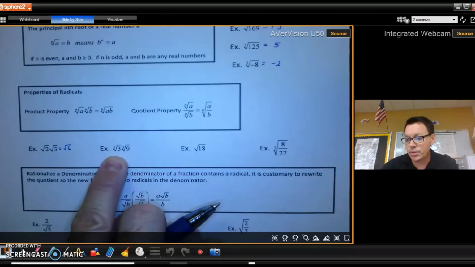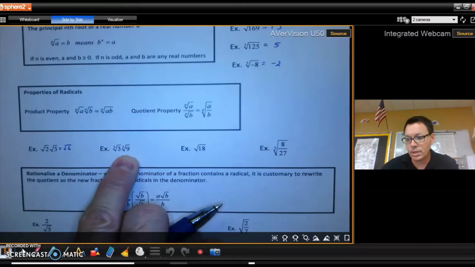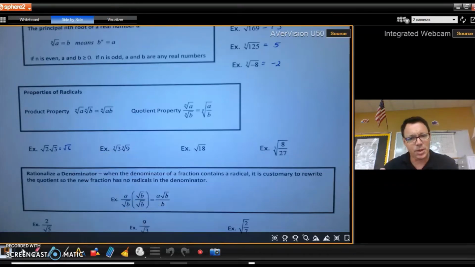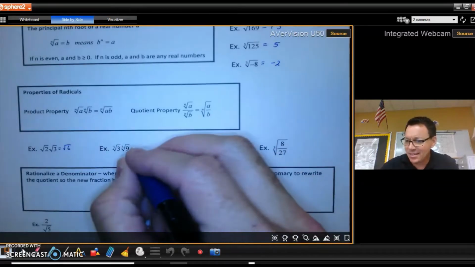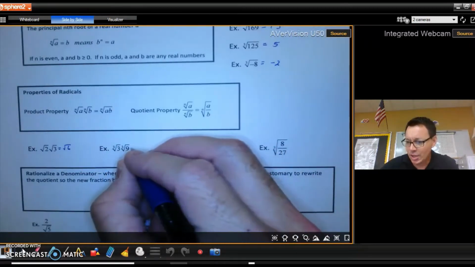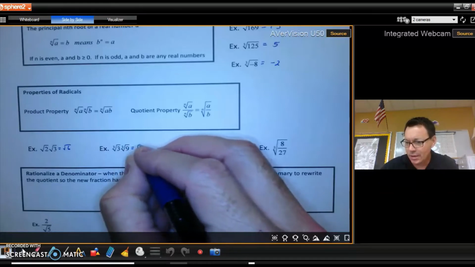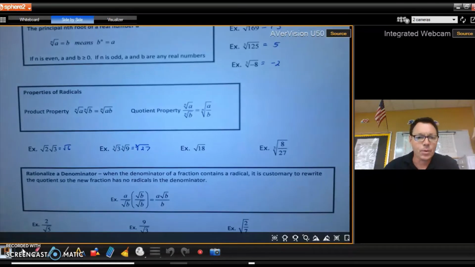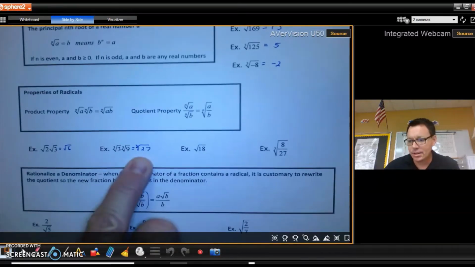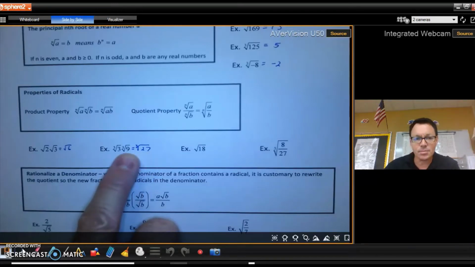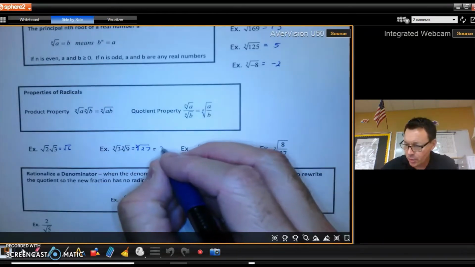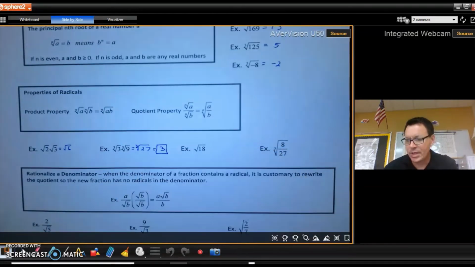If I have the cube root of 3 times the cube root of 9, because those indices are the same, then you can go ahead and multiply those together, and you get the cube root of, well, 3 times 9 is 27. Now, when you do that, you want to stop and check and see if that happens to simplify. In this case, 27 is a perfect cube. Cube root of 27 is 3, so you would want to go ahead and get that as an answer.